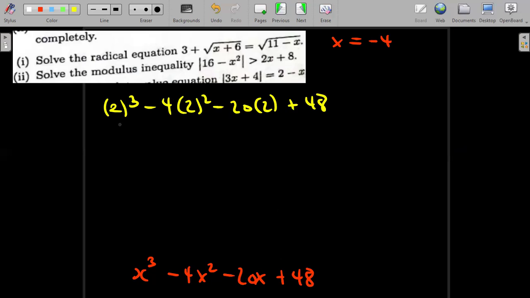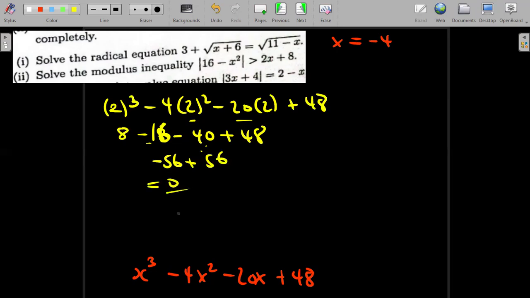And this here is going to give me 8. This is 4 by 2, which gives me 8. Then I have negative 40. Then I have 48. Okay, did I do that right? So here 4 by 4, this gives me 16. So when I add these two here, I get negative 56. Add the other two, I get positive 56. And this gives me what? 0. So meaning 2 is a what?